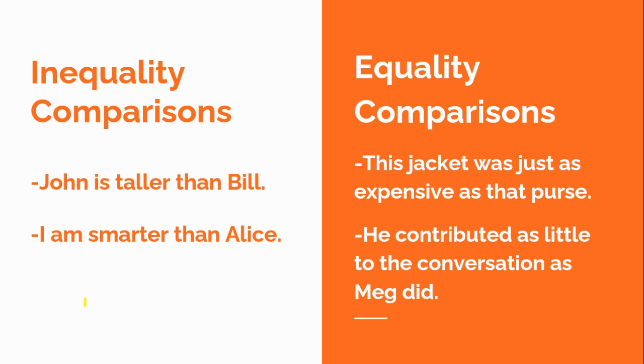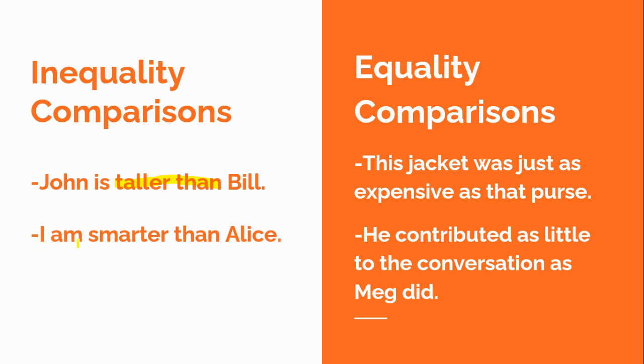First type that we have is inequality comparisons. Inequality comparisons compare two things, two people, two items, in one attribute where they are different from the other. So in this example, we have John is taller than Bill. That means Bill is shorter than John. They're not the same height. They have an unequal height.